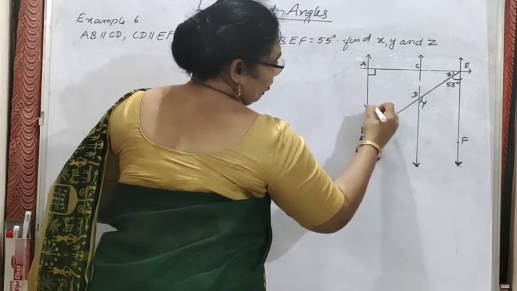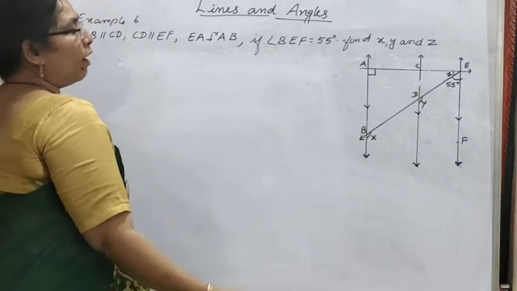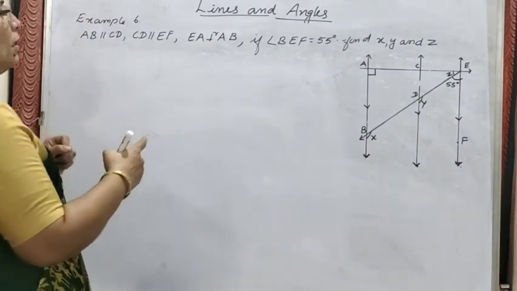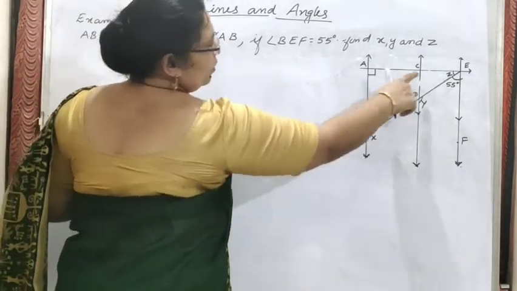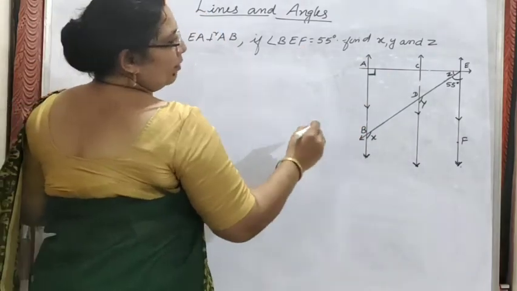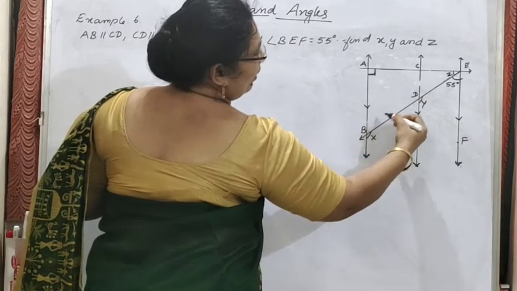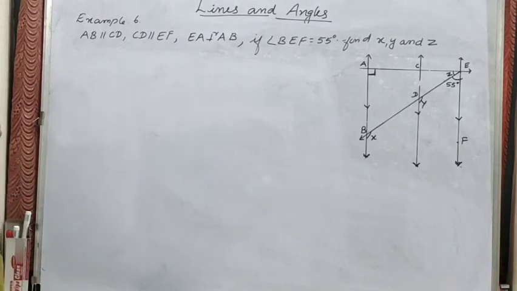If you want, you can mark like this on the lines, right? But we have to write that one. One more criterion is given here: EA perpendicular to AB. So at A, this angle is 90 degrees, right? Angle BEF is 55 degrees. Now we have to find X, Y, Z.